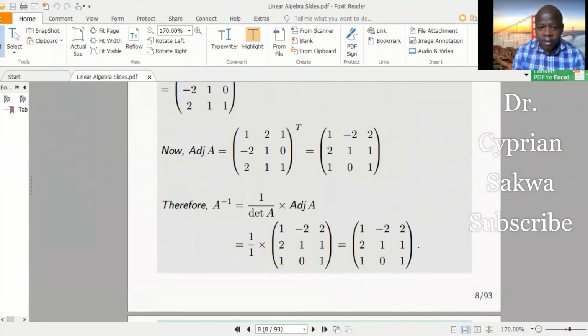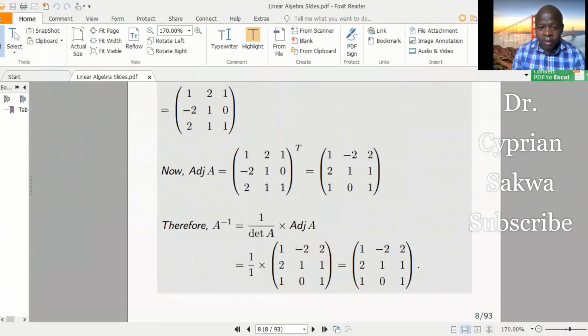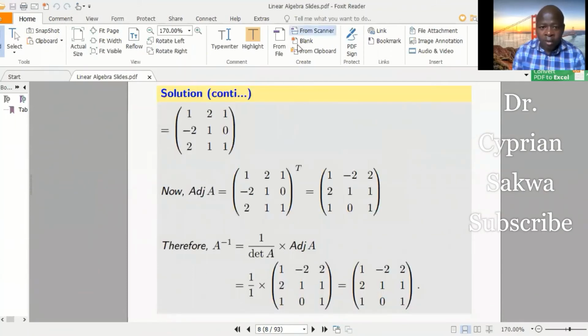We say we shall make the rows become columns, or make the columns become the rows. So when we make this first row be the first column, the transpose is that. First row be the first column, second row be the second column, and the third row be the third column. So this is the adjoint of our matrix.